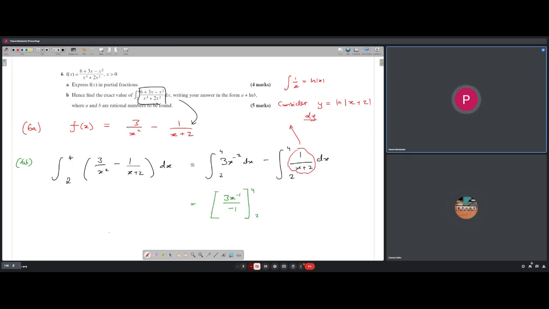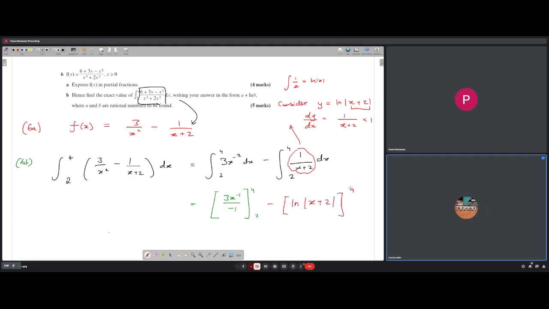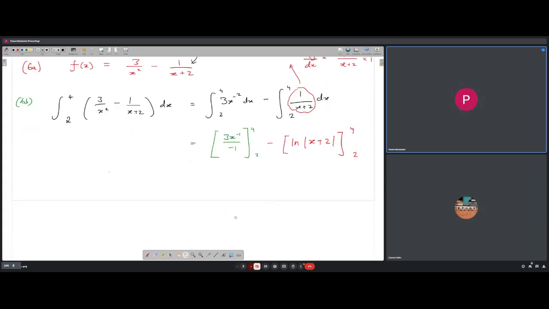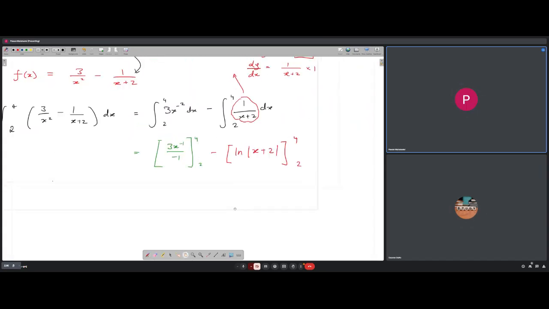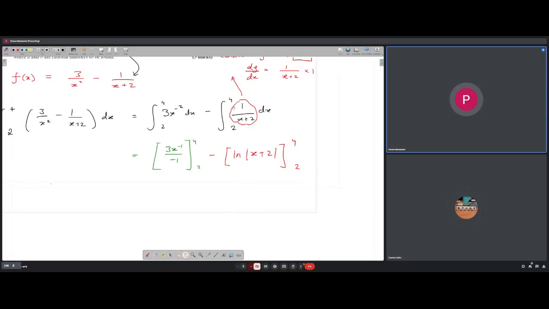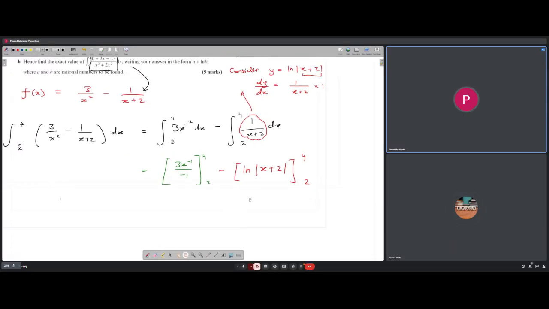Then if we try and find the derivative, it will be 1 all over x plus 2 multiplied by the derivative of x plus 2, which is just 1. So notice it is exactly that. Does that make sense? Okay, does this make sense, what I've done here? So the answer to the first part is this, the answer to the second part of the integral should be that.